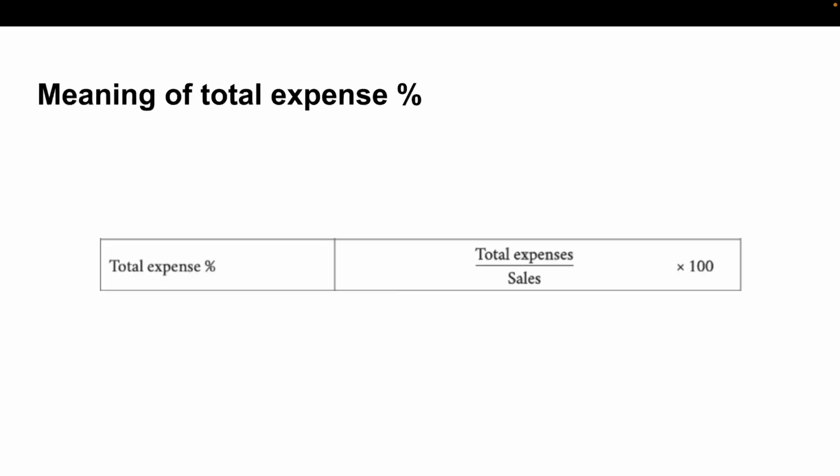And then finally, the meaning of total expense percentage. This is the combination of administrative, finance, and distribution expenses. Just for an example, the formula is total expenses divided by sales times 100. So if your total expenses were $100,000 and your sales were $200,000, then your total expense percentage would be 50%.